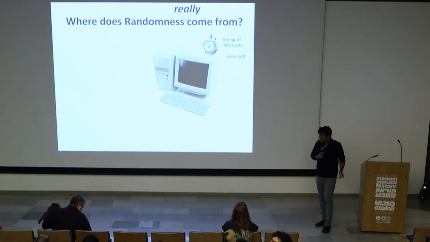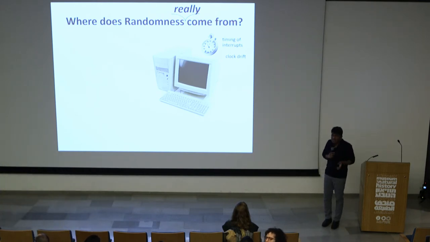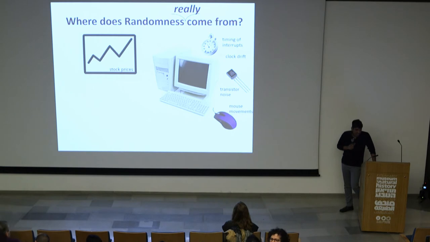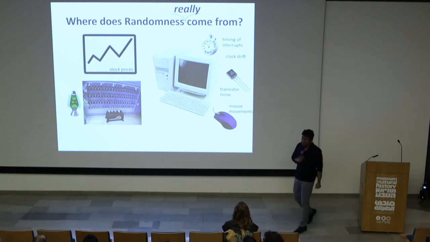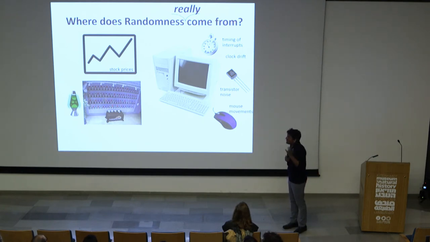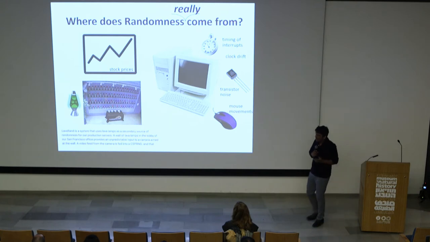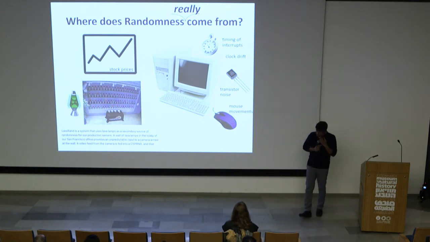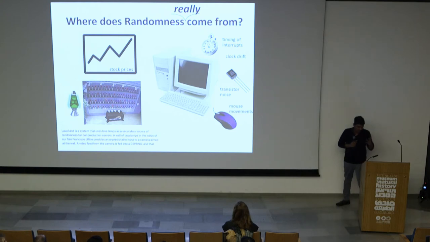So really, where does randomness come from? To be honest, I don't know the answer, but here's what I'm told. You get random bits from the timing of interrupts in your operating system, transistor noise, mouse movements, stock prices, apparently. And does anyone know what this object is? It's a lava lamp. Apparently people use this device to generate randomness. It's not a joke. I was at an NSF meeting a couple of months ago, and there was a guy from a company called Cloudflare that uses lava lamps to generate randomness. People go to do crazy things.